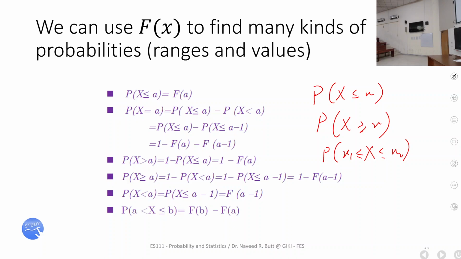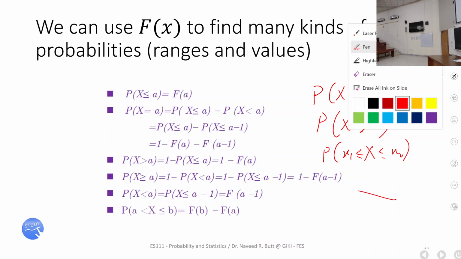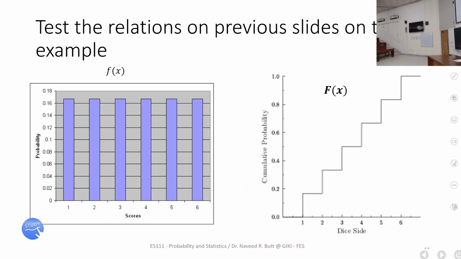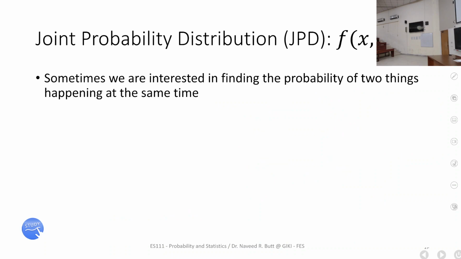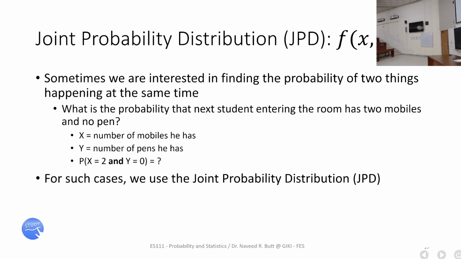So it's not restrictive when I say that the cumulative distribution function represents this. Actually, it can represent any range. Okay, so I'll leave that to you to practice and go through. Okay, this is where we stopped last time.